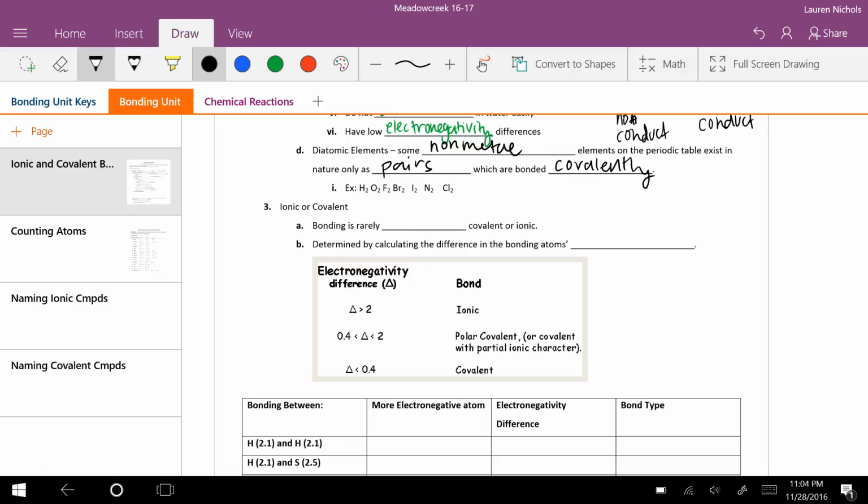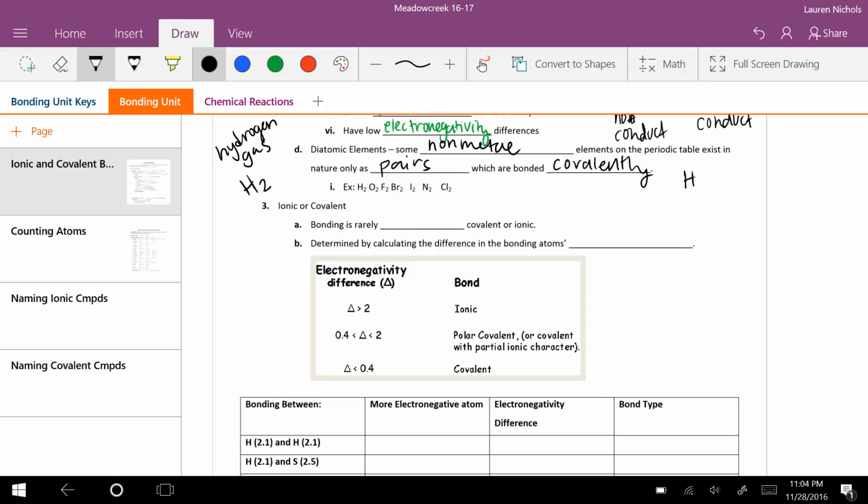Now, what that means is if you were to have hydrogen gas, hydrogen gas is never referring to just H. It's referring to H2, where you have a hydrogen atom bonded together with another hydrogen atom. You'll never see it by itself. It's either bonded to some other element or it's bonded to itself. And there are 7 of them: hydrogen, oxygen, fluorine, bromine, iodine, nitrogen, and chlorine.